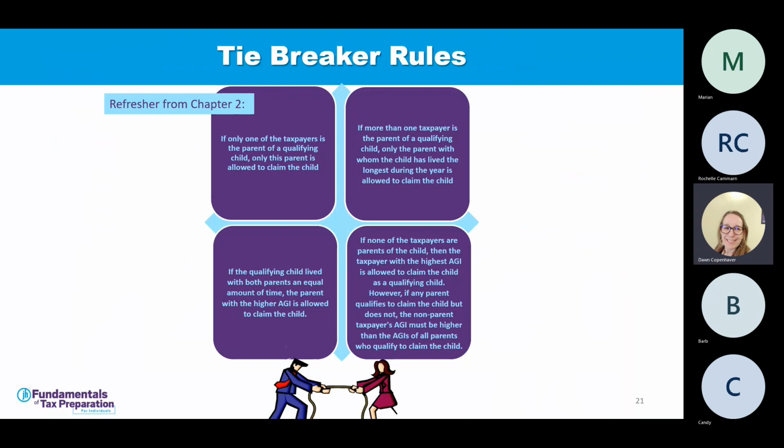However, if any parent qualifies to claim the child but does not, the non-parent taxpayer's AGI must be higher than the AGIs of all parents who qualify to claim the child. Again, confusing, but just memorize the rules. You know, parents have first right to claim their child, and the parent with the highest income is the one who gets to claim the child. That's the most common situations.